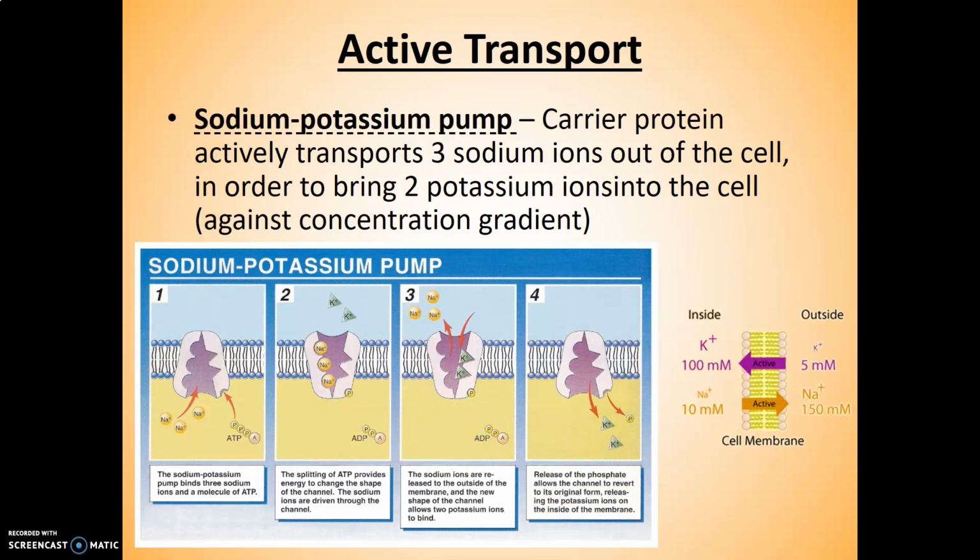One of the active transport examples for the cell membrane is called a sodium-potassium pump. It's a carrier protein actively transporting 3 sodium ions out of the cell in order to bring in 2 potassium ions. And again, this is against the concentration gradient. So the sodium-potassium pump is going to bind 3 sodium ions and a molecule of ATP. Remember, it needs this ATP in order to pump across the concentration gradient. Once those go across, it's then going to transport the potassium into the cell. And it will continue to do this.